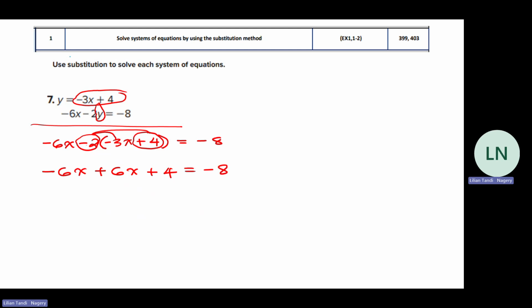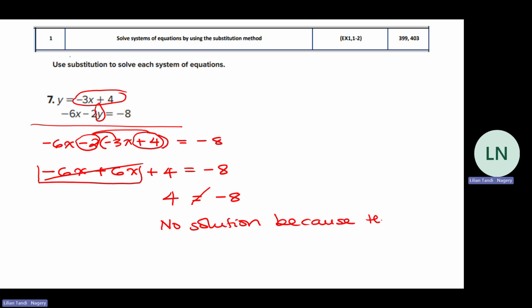Negative 2 times negative 3x will be positive 6x, because a negative times a negative is a positive. So negative 2 times negative 3x will be positive 3x. This will become 0. And now I have 4 equals negative 8. And because 4 is not equal to negative 8, I will cross it and I will write no solution. Why did I write no solution? Because the values are not the same.